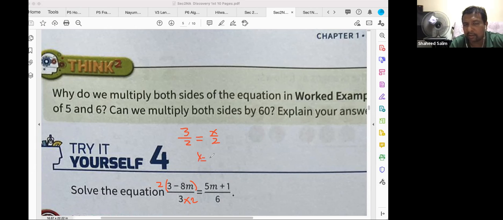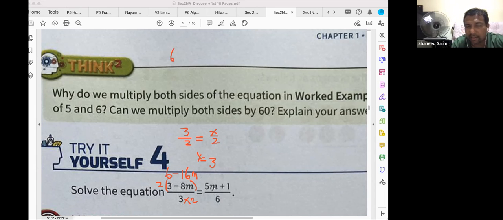You get what I'm saying now? If this is the same as this and this is equal, that means the top is also equal. So what am I saying? We multiply this first: 2 times 3 is 6, minus 2 times 8m, 16m. Watch what I'm doing. I'm not going to forget about this bottom. Bottom is 6, 6. That means 6 minus 16m must be equal to 5m plus 1. Do you get this concept or not?